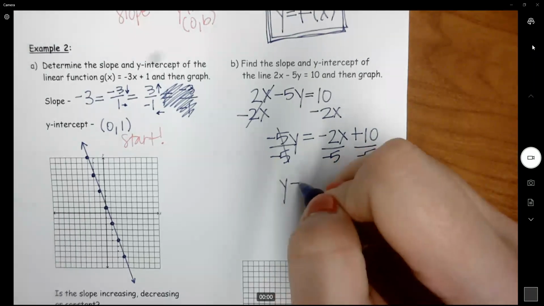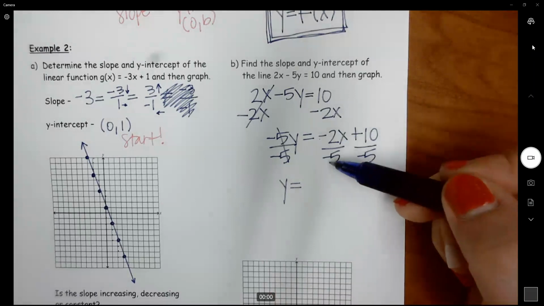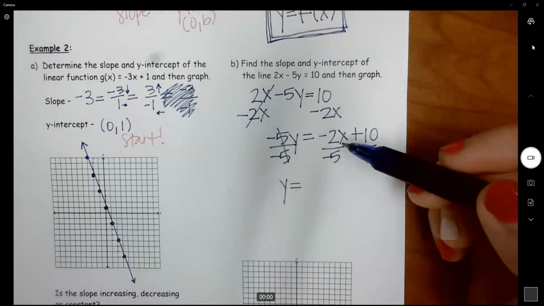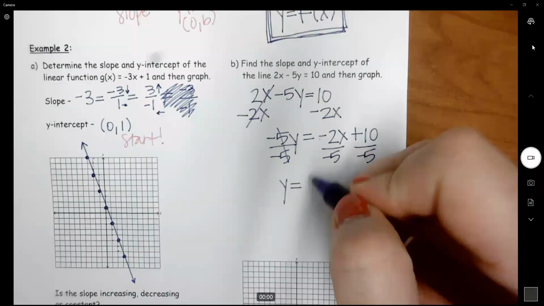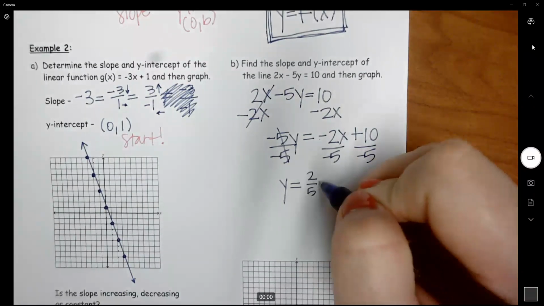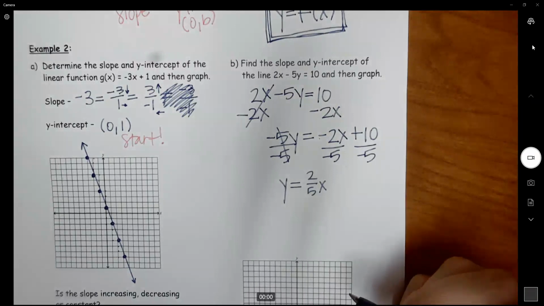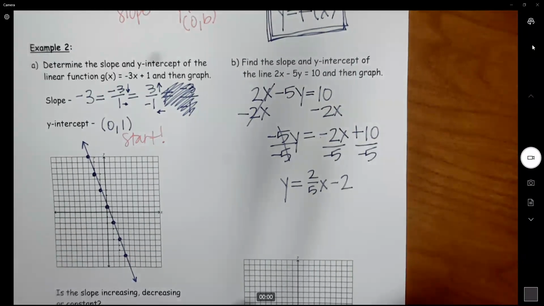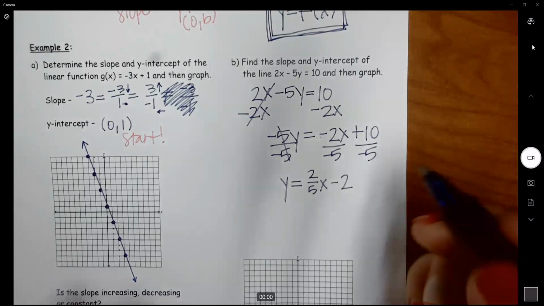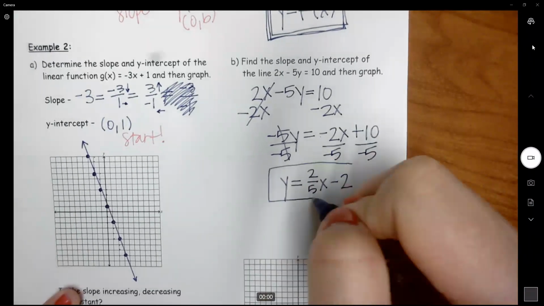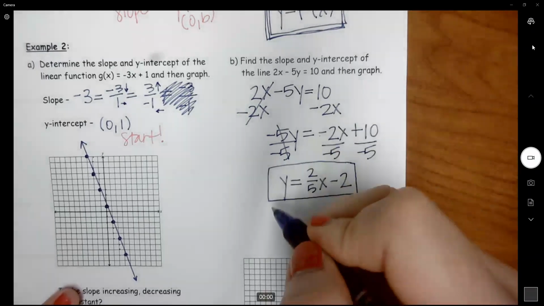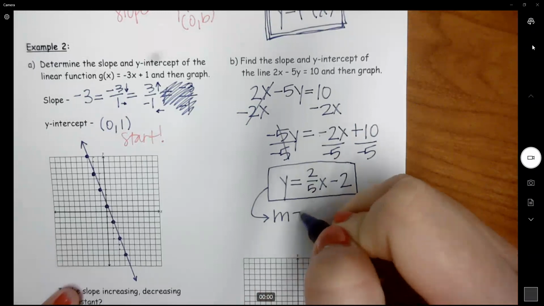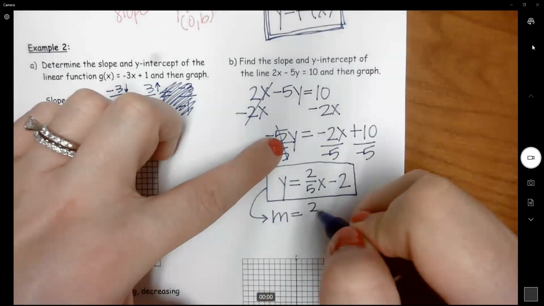So now I have y equals -2 over -5. The only thing I can do there is take the negative away. Negative divided by negative is positive. So this is 2 over 5x. And then 10 divided by -5 is -2. So now this is in the correct form. And so now I can say that my slope equals 2 over 5.